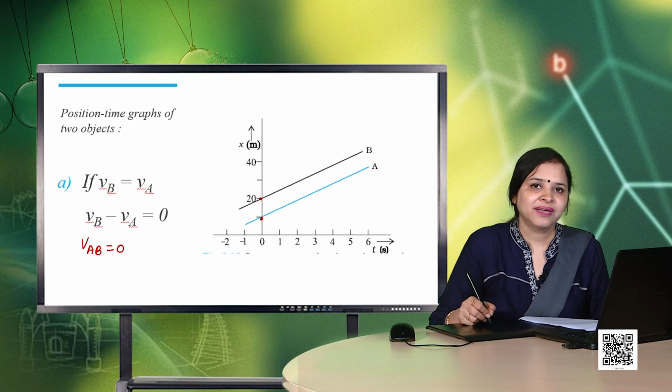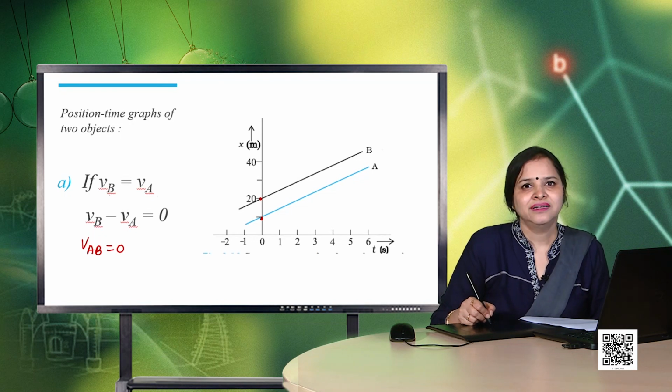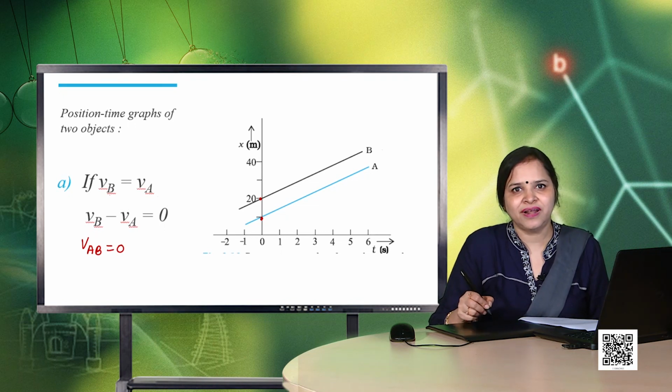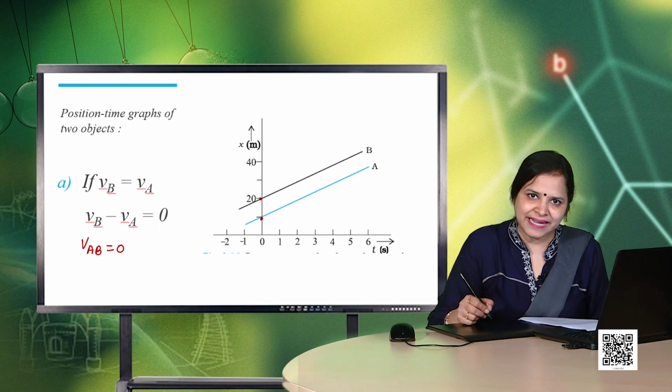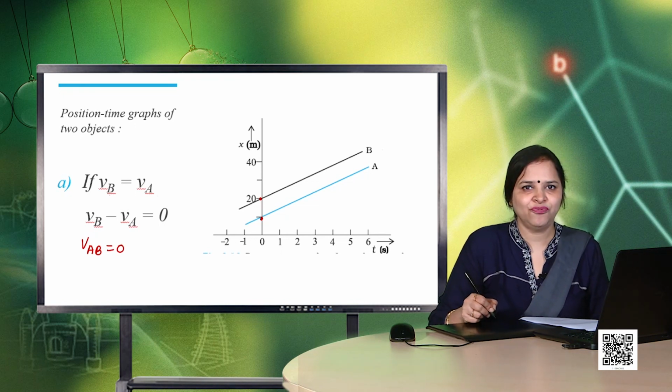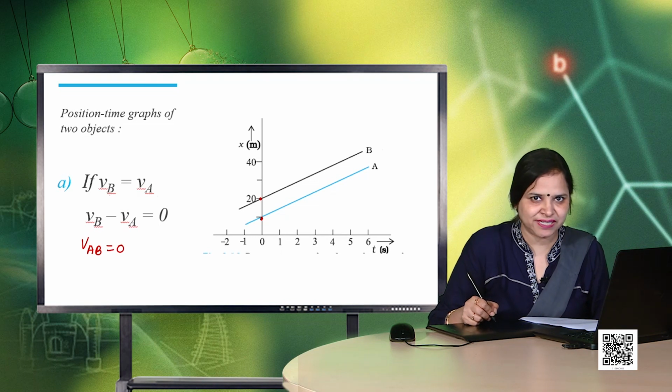So, here can we consider the situation that two buses or two cyclists are moving with the same velocity parallel to each other? Yes, we can plot the same graph for these particular situations.